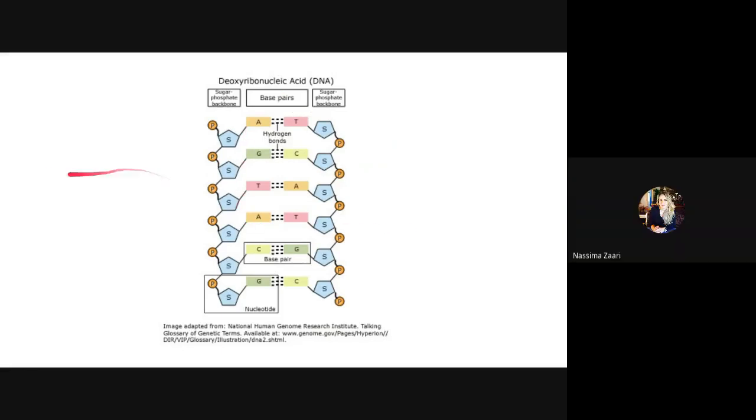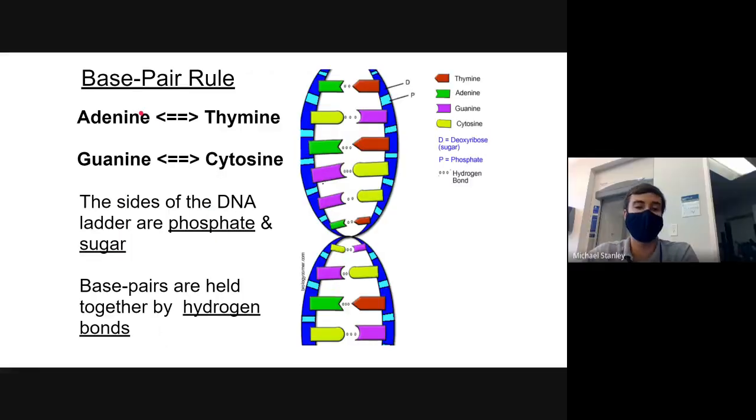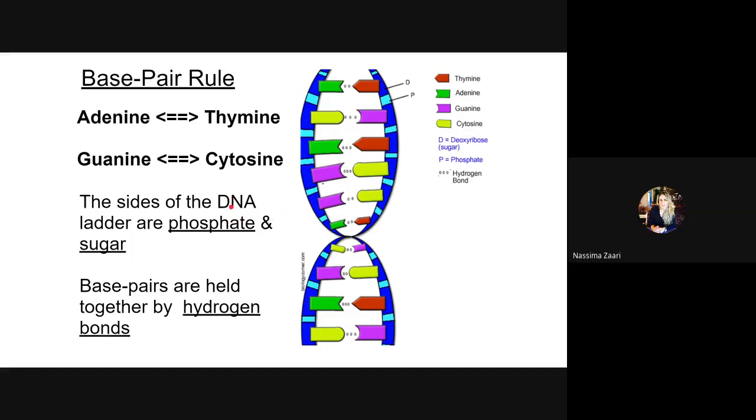Mr. Michael. Yeah, Nasima. They're going to be always on the same shape, right? They never change this structure. Mm-hmm. Okay. Well, when we're talking about DNA, it'll always be A's with T's, T's with A's, and it will always be G's with C's, C's with G's. Always, always, always in DNA. Okay, thank you.